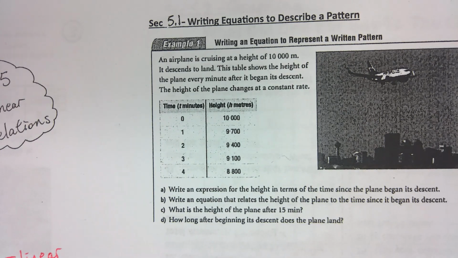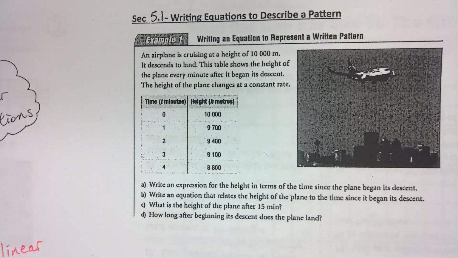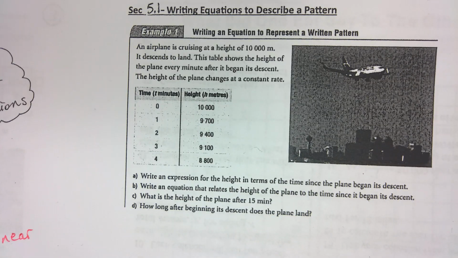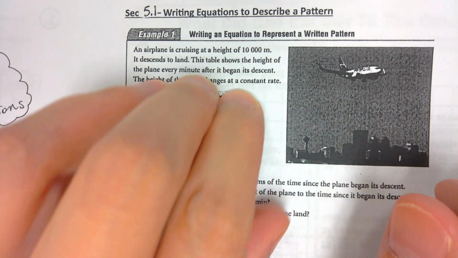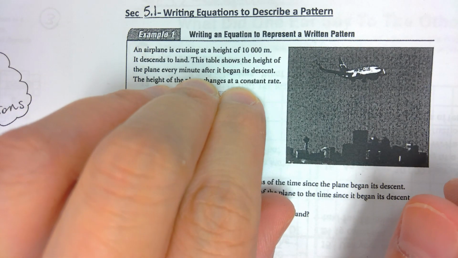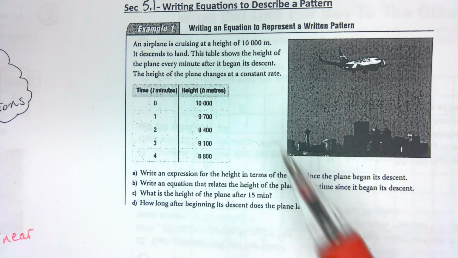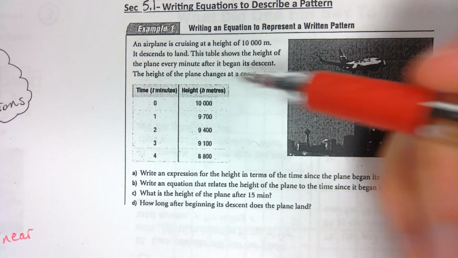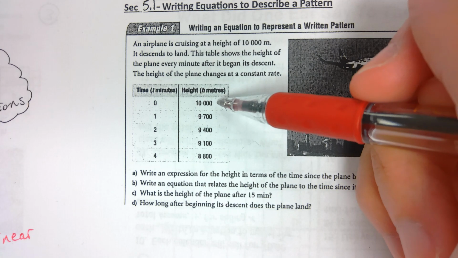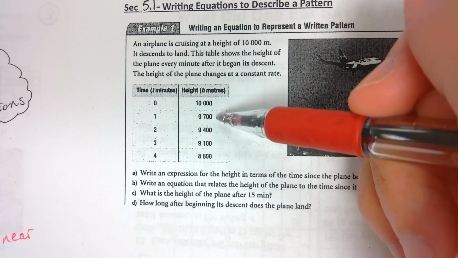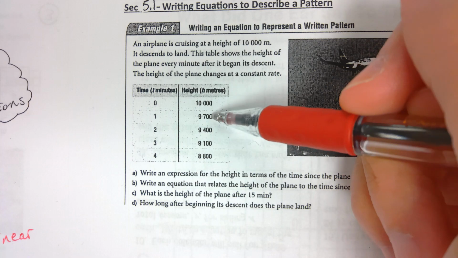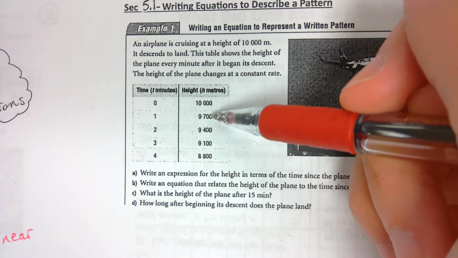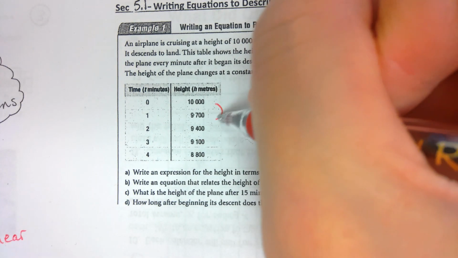Okay, so as we said, we're going to start off with writing equations to describe patterns. In the last chapter, I gave you this part, and you had to come up with the equation. Now this time I'm giving you a table, and you have to come up with the equation. So when it's 0 minutes, it's at a height of 10,000. After 1 minute, it's at a height of 9,700. So what is my first difference right here?